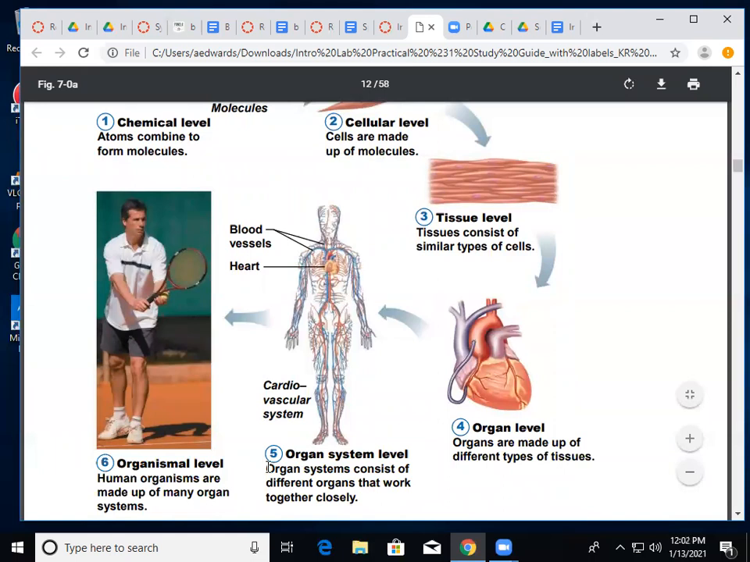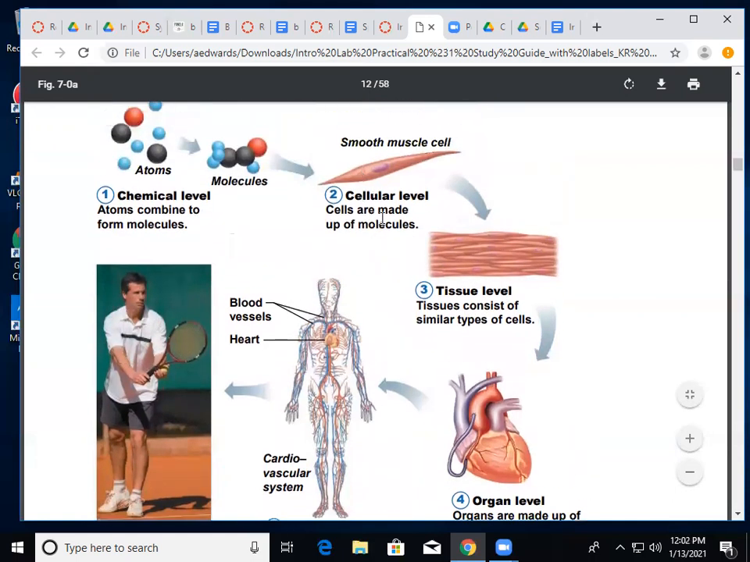And so then we move down to the organ system level. Here you can see the cardiovascular system, heart and blood vessels, right? Organ systems are made up of different what? Organs, right? That work together closely. So here we are at the organ level. This organ is the what? Anybody know? It's a heart. And organs are made up of different tissues. So we're now moving down to the tissue level. Tissues are made up of different kinds of cells. So now we're down to the cellular level.